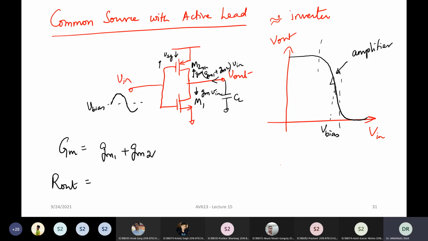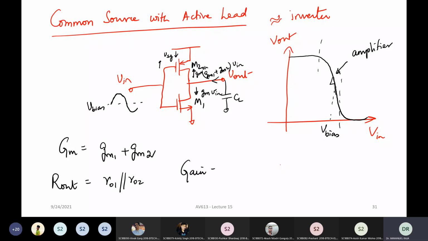Come on, guys, you can guess. If you look up, what do you see? If you look down, what do you see? Sir, ro1 parallel to ro2. Correct. ro1 parallel to ro2, because if you look down, you see a transistor in saturation, and you look up, you see another transistor in saturation. You're looking into the drains of both transistors, not the sources. You're looking at the drain of the PMOS and the drain of the NMOS. So the Rout is going to be ro1 parallel to ro2.